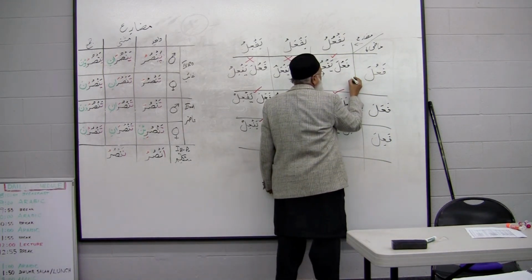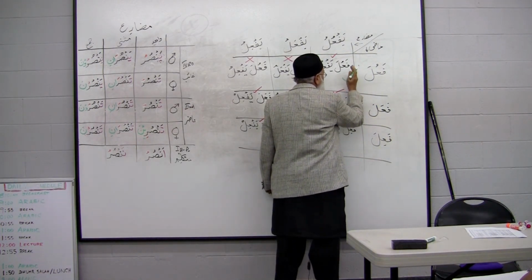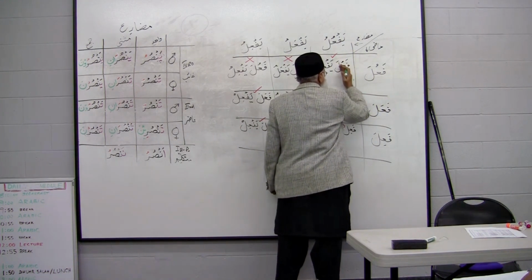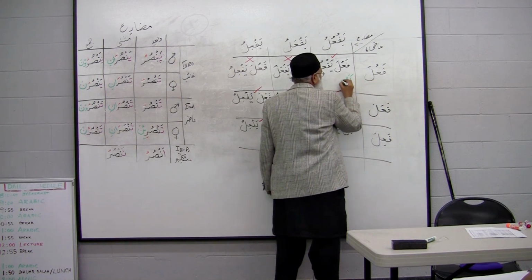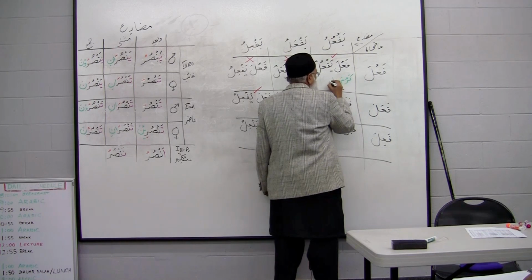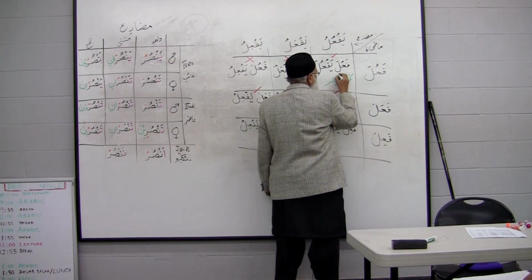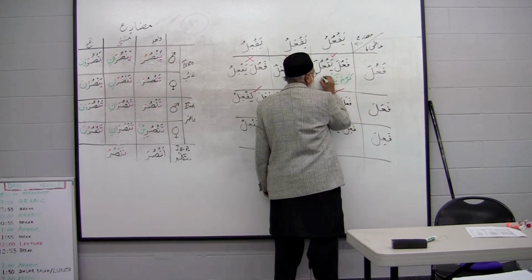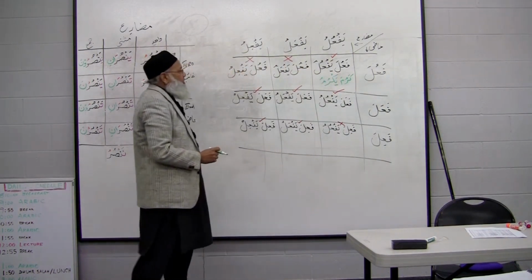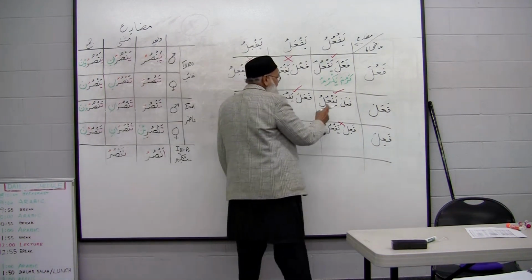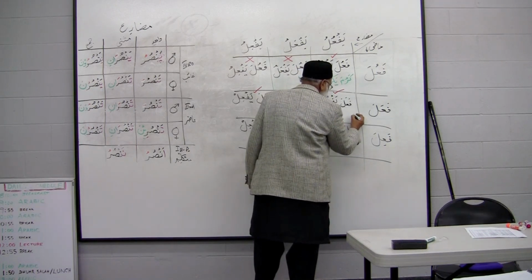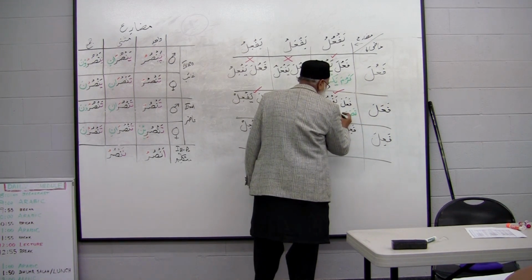Now for our convenience, we can have one example of each. The example of this we have not done yet: Karuma yakrumu, to be respectable. And the example of this, fa'ala yaf'ulu, we have done: nasara yansuru.